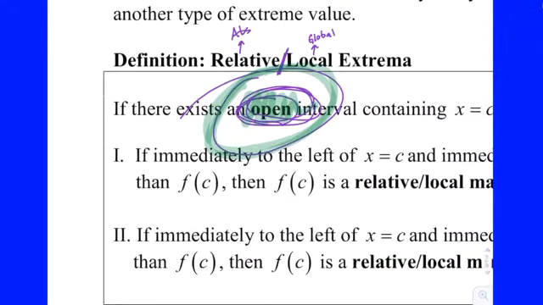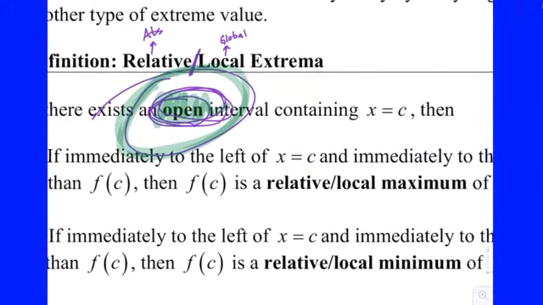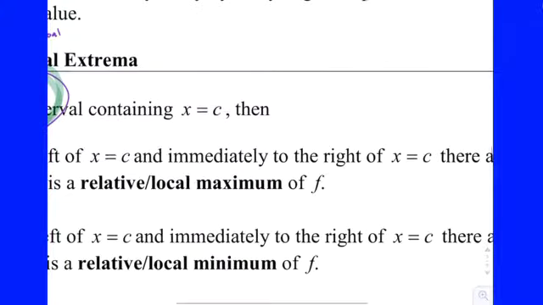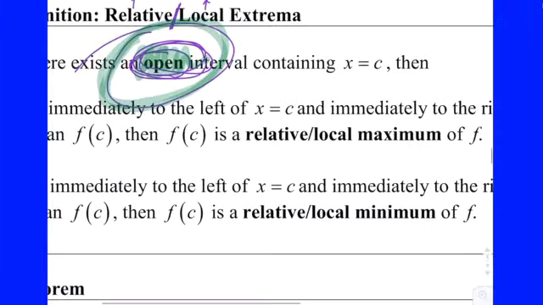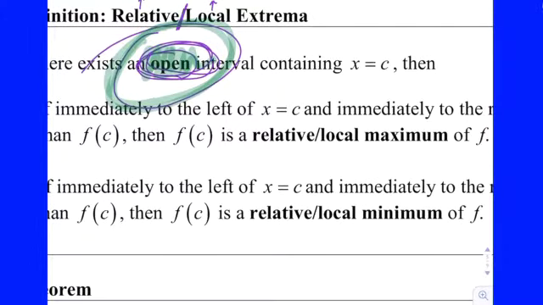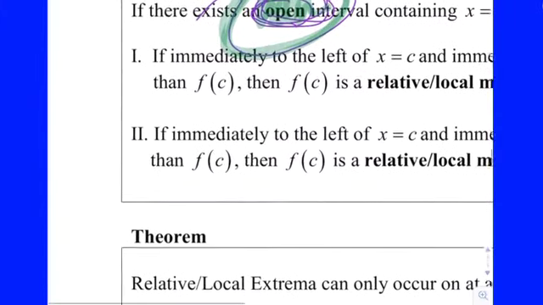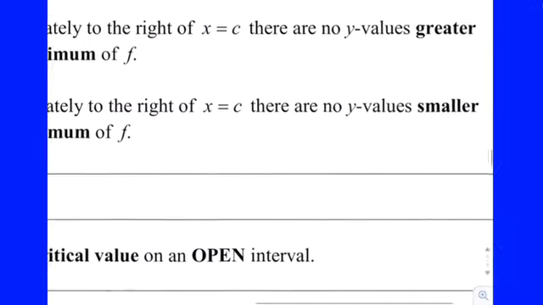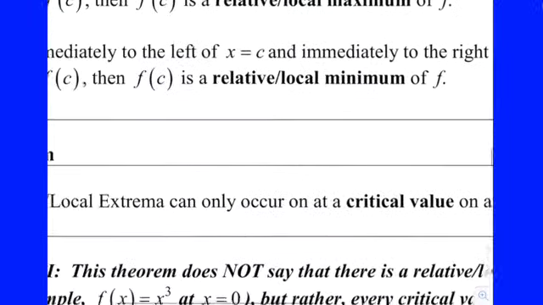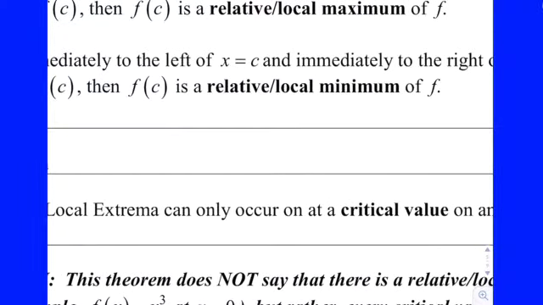If, number one, immediately to the left of C and immediately to the right of C, there are no y values bigger than it, then it's going to be a relative max or a local max. If you look immediately to the left and right and you don't find anything higher, then that's a local max. If you look immediately to the left and right of that x value and you find nothing smaller, then it's a relative or local min.